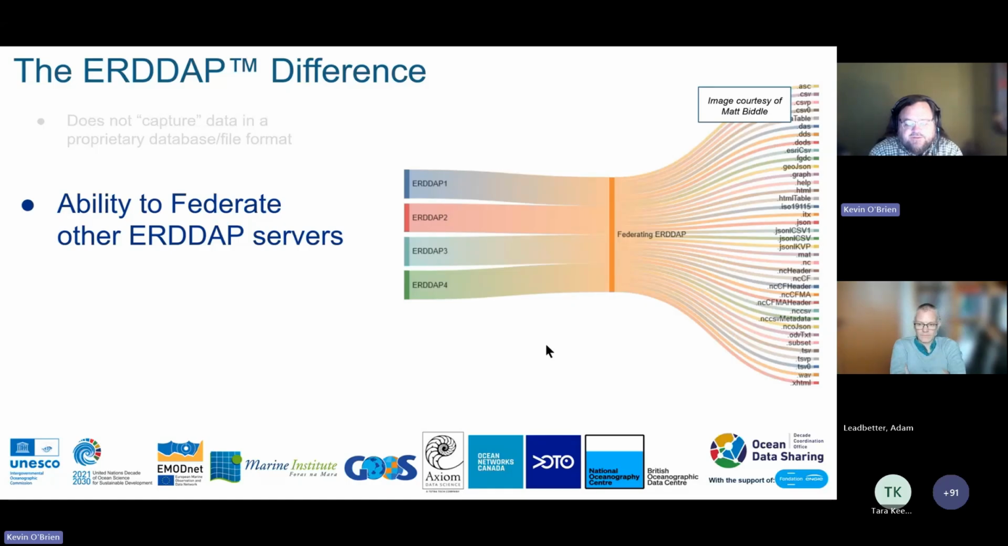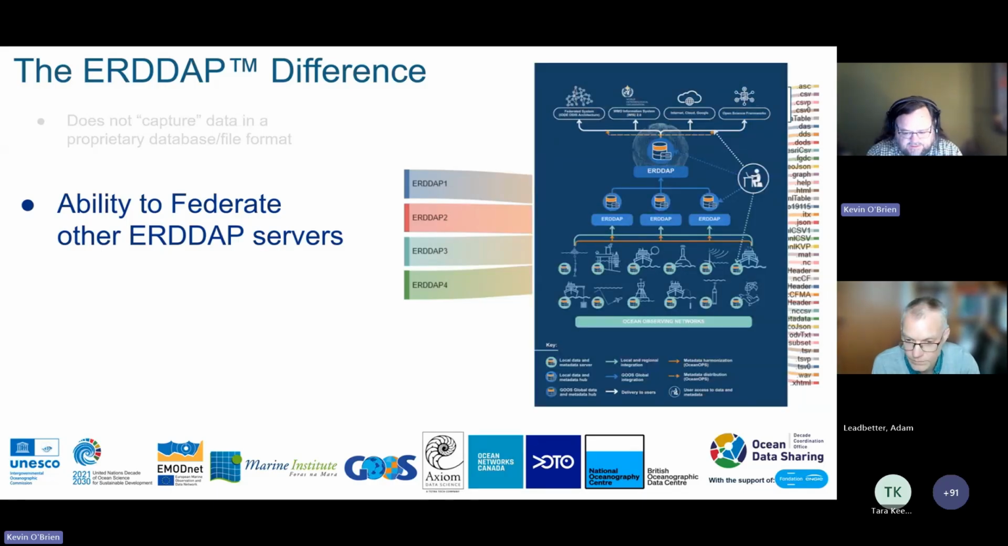ERDDAP has this really amazing ability to federate other ERDDAP servers, and this is something that is incredibly useful across organizations. So you can imagine 4 different ERDDAP servers here in this very similar graph that Matt put together. You federate those 4 ERDDAPs, and anyone accessing any data set on those ERDDAPs can access it through the output formats that are available. This is a very powerful feature.